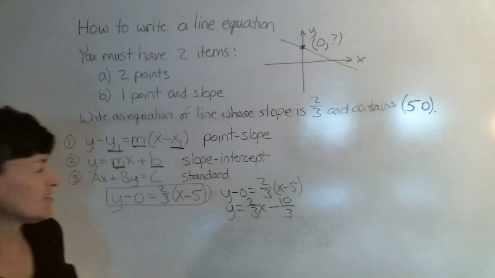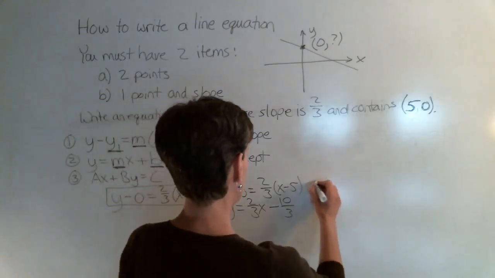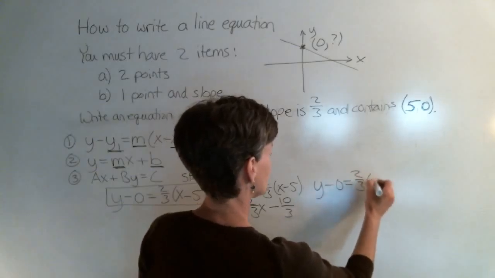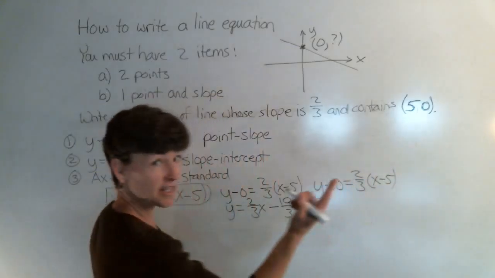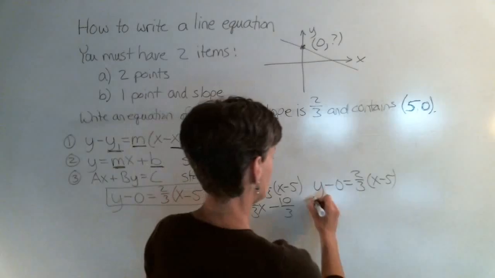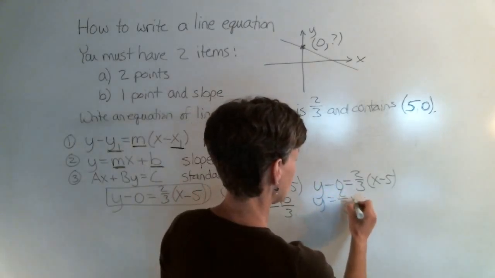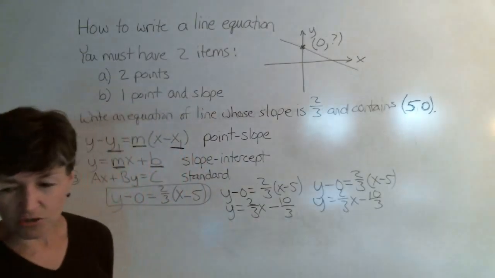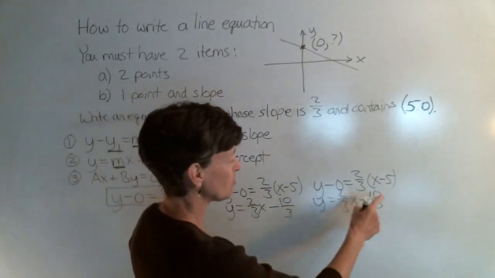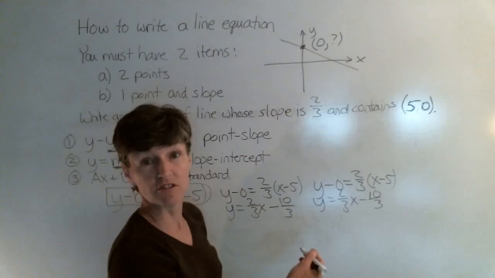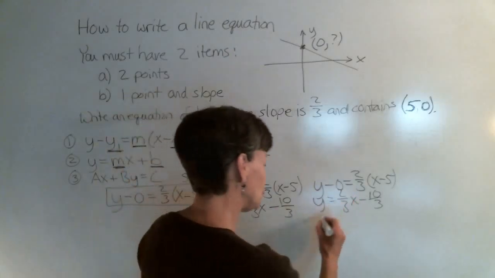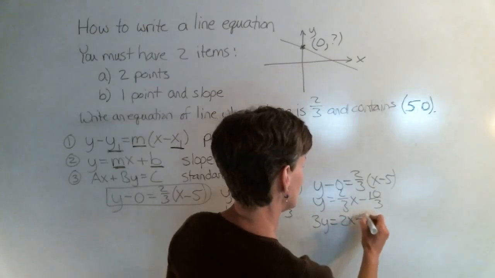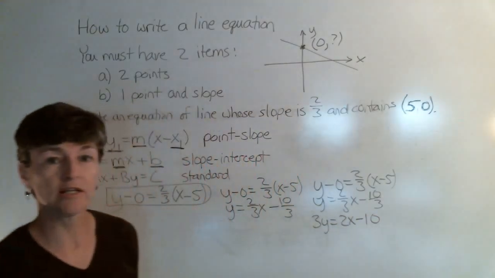If I wanted it in standard form, then y minus 0 equals 2/3 times (x minus 5). Here again, I multiply through just like last time. So y equals 2/3 x minus 10/3. Now, what I might do here is multiply everybody by 3 to get rid of those fractions, just because I don't like them. Now, you don't have to do that. I just want you to see what some books do, okay?